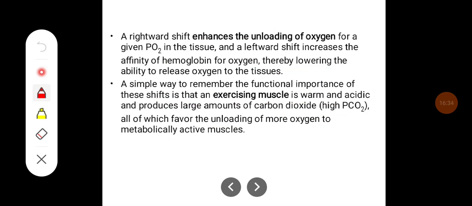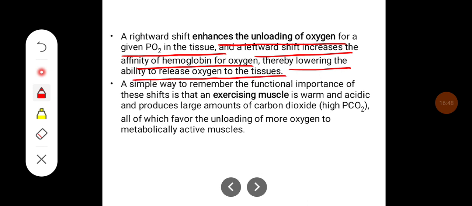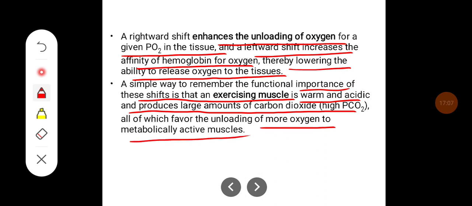The rightward shift enhances the unloading of oxygen for a given PO2 in the tissue, and the leftward shift increases the affinity of hemoglobin for oxygen, thereby lowering the ability to release oxygen to the tissues. A simple way to remember the functional importance of these shifts is that an exercising muscle is warm and acidic and produces a large amount of carbon dioxide, all of which favor the unloading of more oxygen to metabolically active muscles.